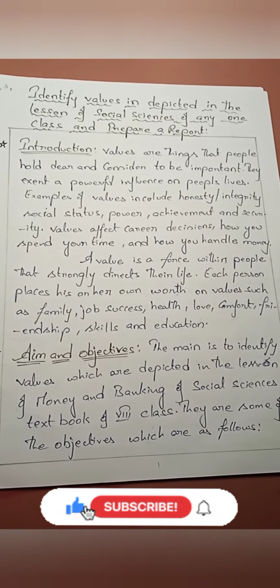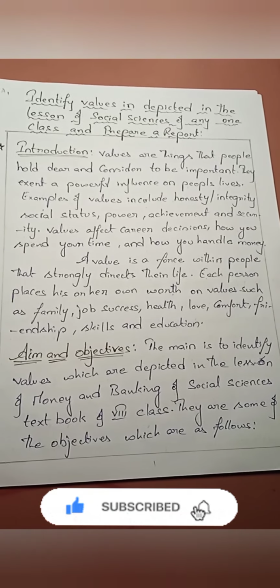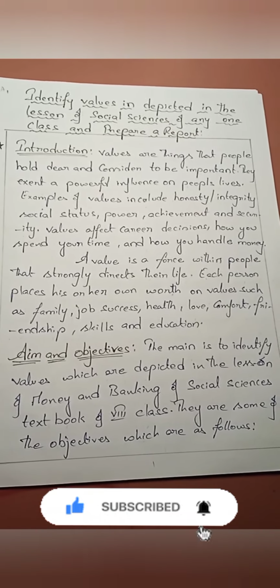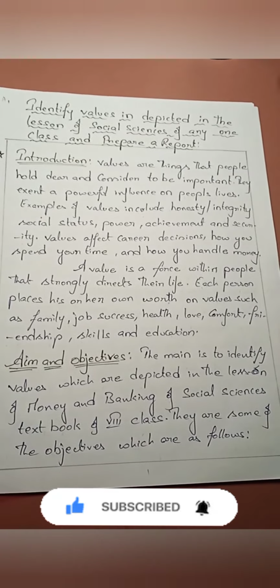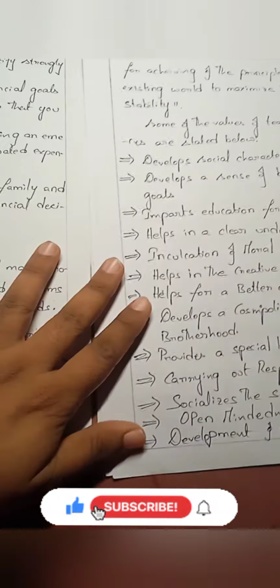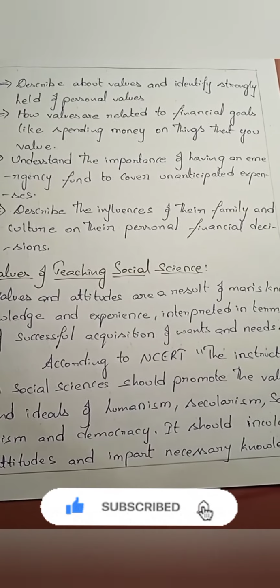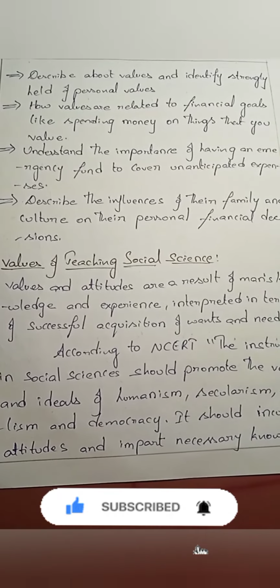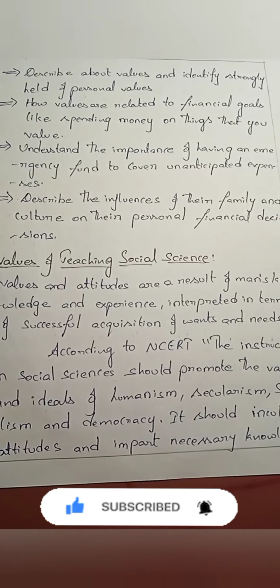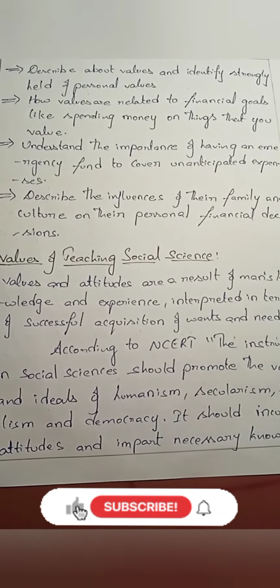The aim is to identify the values which are deposited in the lesson of Money and Banking of Social Sciences, textbook of 8th class. Some of the objectives are as follows. Describe values and identify strongly held personal values. How values are related to financial goals, like spending money on things that you value.